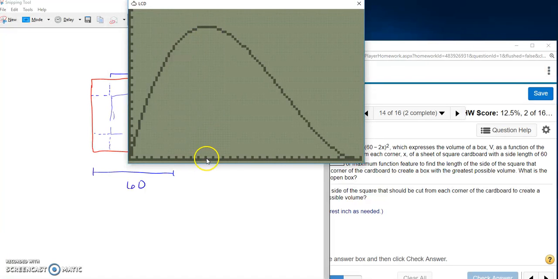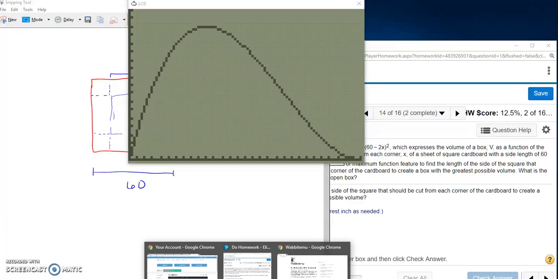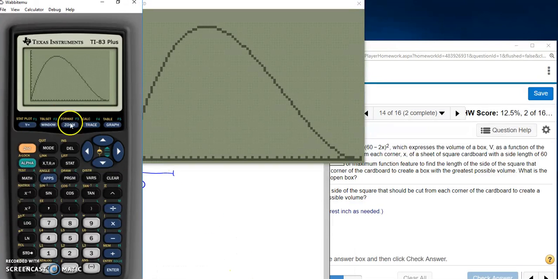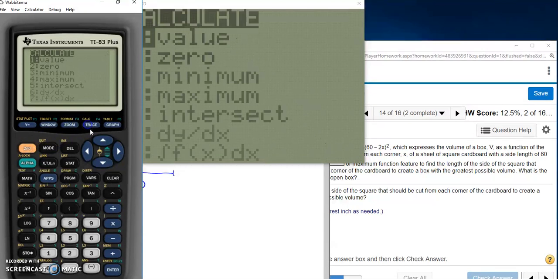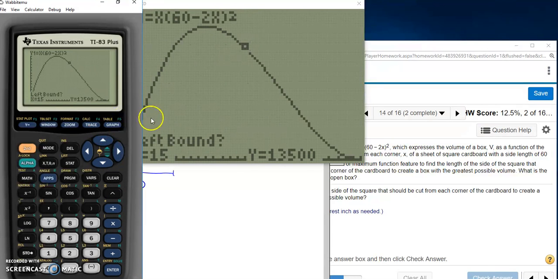So this x value is the size, sorry, that was my dog. This x value is the square that we're cutting out. The y value is the volume we get in our box. Okay. So to get the maximum, we go second trace. So I did second trace. That brings me to the calc menu. Maximum is right here. And then it asks a couple things.